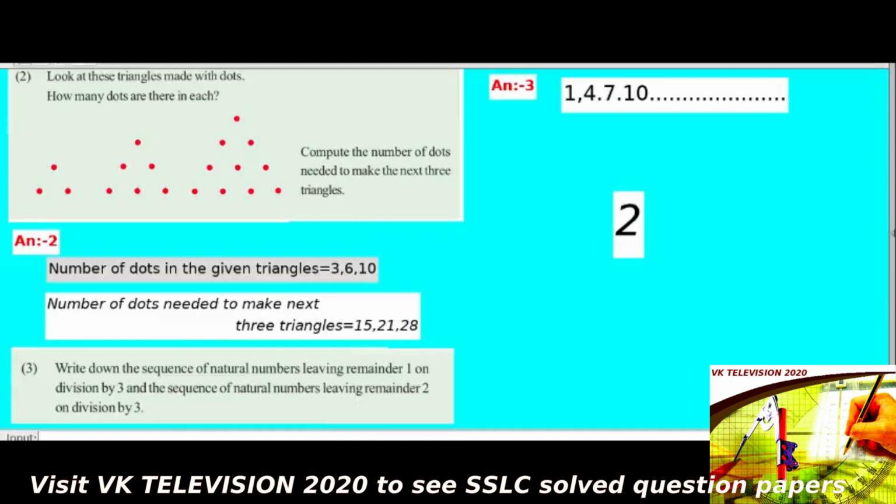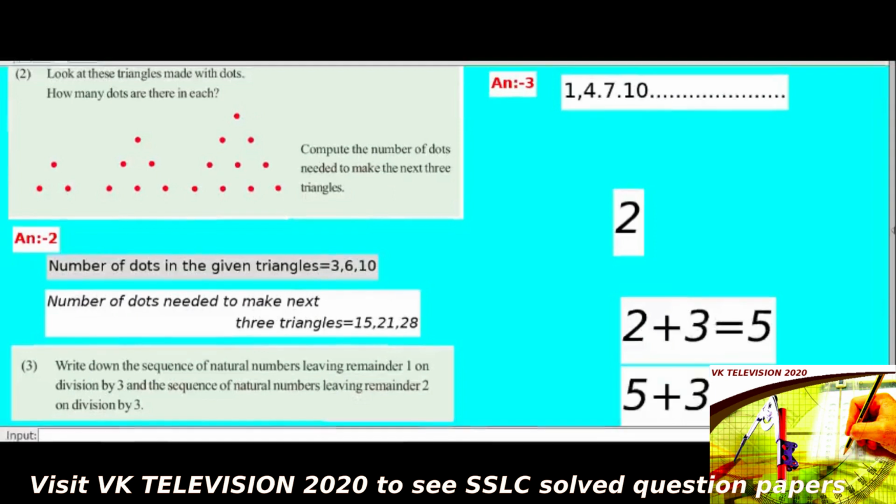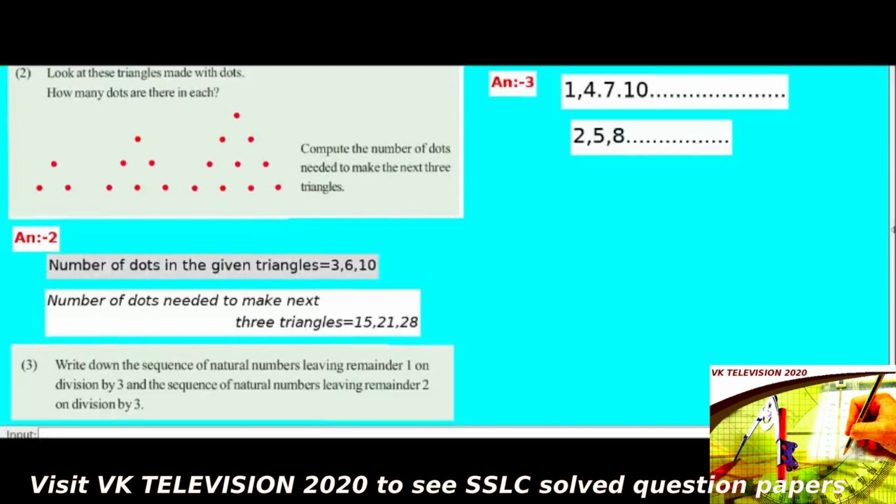And the sequence of natural numbers leaving remainder 2 on division by 3. We write the first number as 2. The next number is 2 plus 3 is equal to 5. Then next is 5 plus 3 is equal to 8. So we obtain the sequence 2, 5, 8. The next number is 11, etc. Okay, 2, 5, 8, 11, etc.